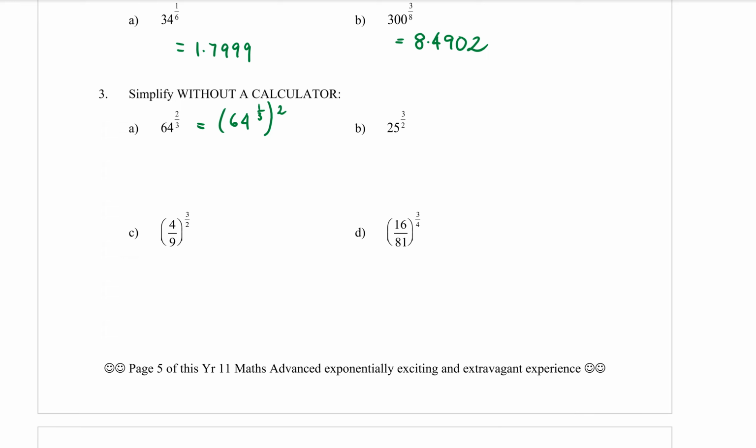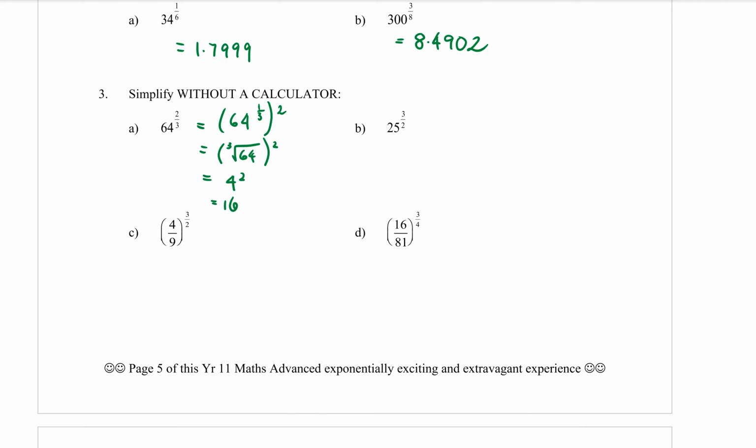So the cubed root of 64, I'll write that down. So that changes to a cubed root of 64. That's all going to be squared. And the cube root of 64, does anyone know it? 4. Is 4. So that's 4 squared, which equals 16.